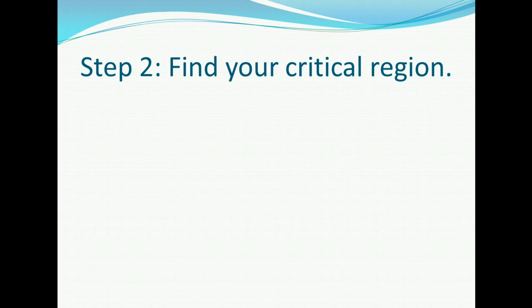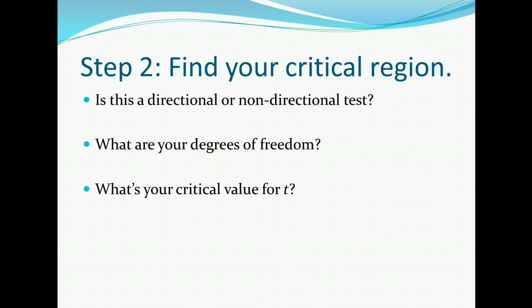And then we can find our critical region. To find our critical region, we need to ask ourselves some questions. One, is this a directional or non-directional test? This is definitely a non-directional test because we did not ascribe a directionality in stating our hypotheses. Next question is, what are our degrees of freedom? In our case, n sub 1 is 10 and n sub 2 is 10. So 10 plus 10 is 20, minus 2, because remember we're approximating two population parameters, so that would be 18 degrees of freedom. And so what's our T critical value?